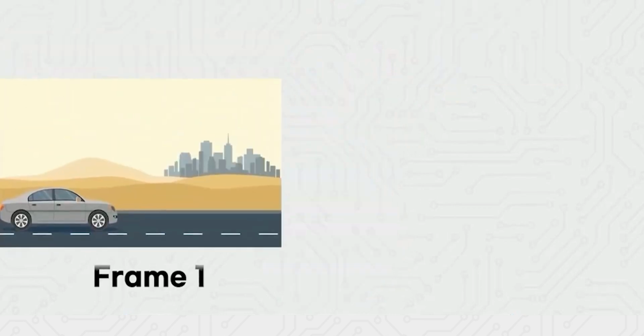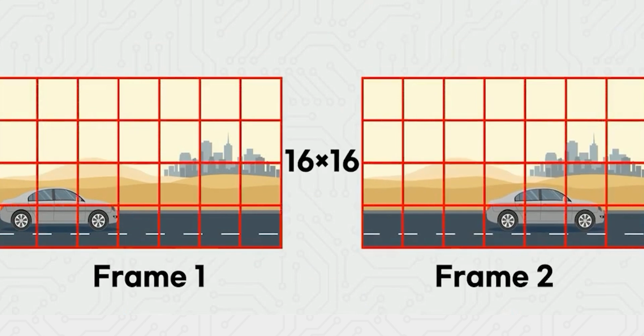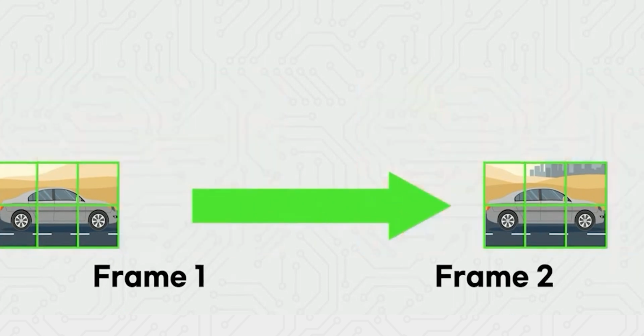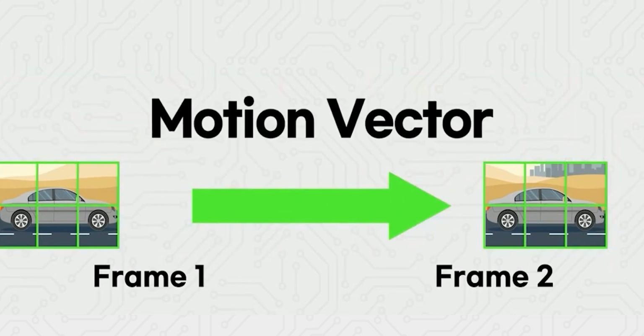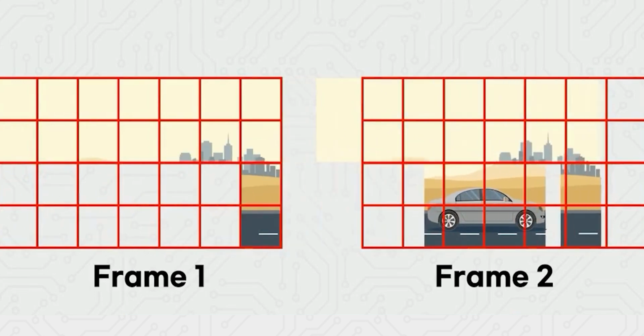In MPEG, the first and second frames are analyzed. Each frame is divided into 16 by 16 blocks to identify differences. By comparing each frame, it records the movement of objects between two scenes, noting their direction and position. This information is called a motion vector. In the second frame, most of the information can be carried over from the first frame following the motion vectors.